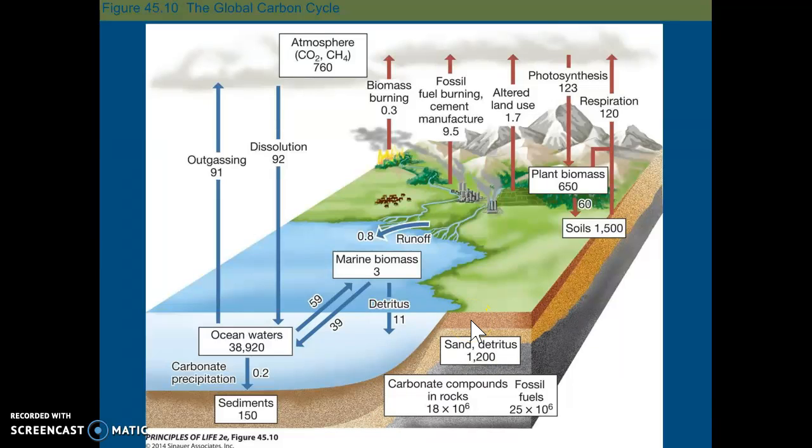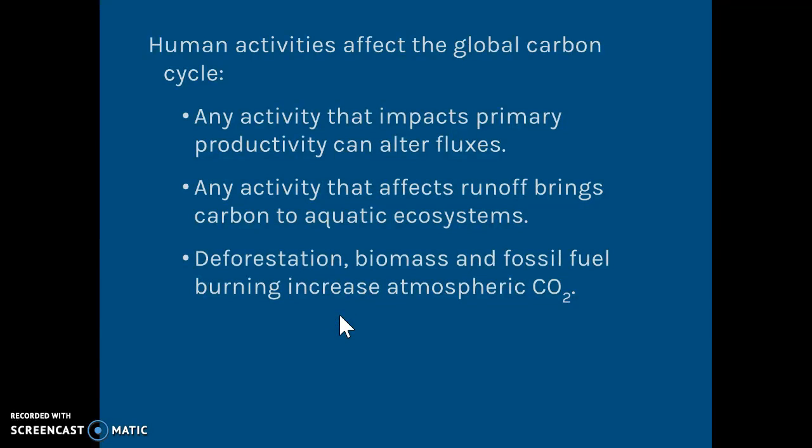Quickly looking at our carbon cycle. Okay, so here are human activities that affect the global carbon cycle. Basically, any activity that impacts primary productivity can alter these fluxes in our carbon cycle. We have activity that is going to affect runoff, is going to bring carbon to aquatic ecosystems, and that overload of carbon has a lot of detrimental effects sometimes.